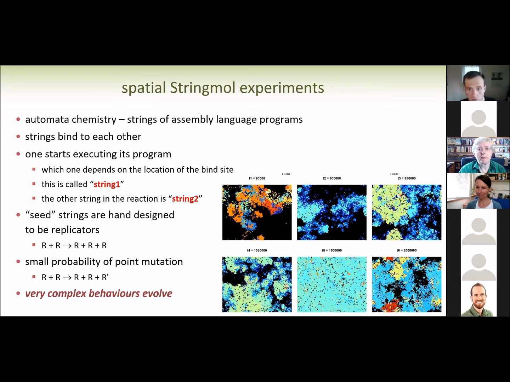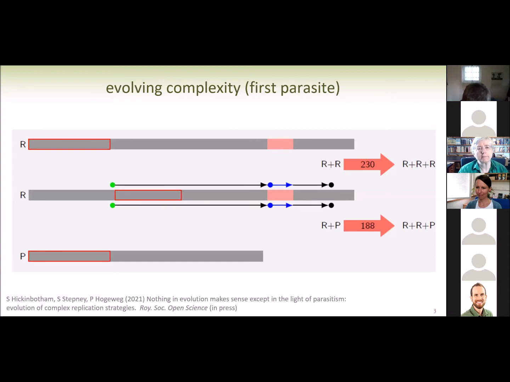So in these particular cases, this is spatial string model, and these are screenshots of the behavior of the system over a period of time up to something like 2 million execution time steps. And it gets very complicated and it gets very difficult to analyze. And I'll show here an example of how the complexity evolves.